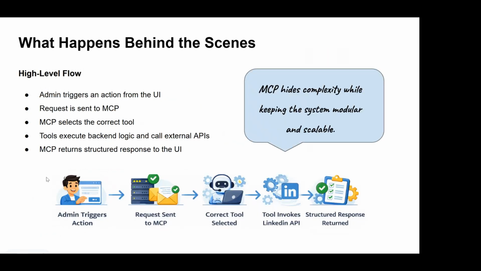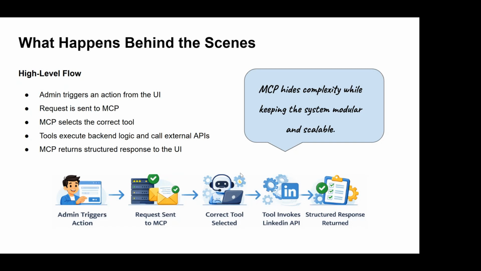This is a high level overview of what MCP does. When an admin triggers an action in the UI, like when he clicks on the post to LinkedIn button in the UI, it will send the request to MCP. MCP will then select the tool. As you already know, MCP exposes tools as the actions. Based on the request, it is going to select the particular tool. Inside the tool, it is going to invoke the APIs.